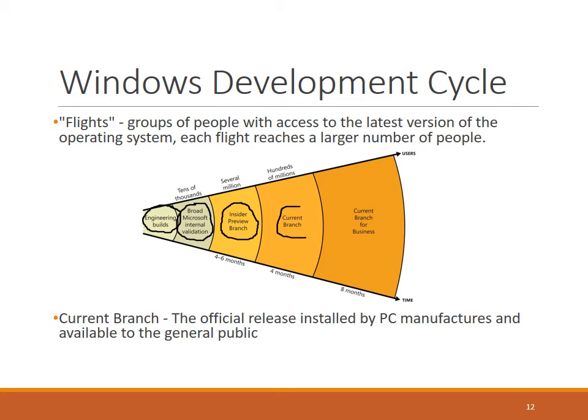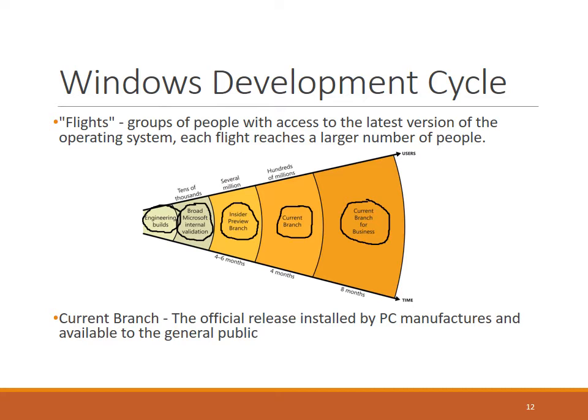So this would be typically home users. So these would be hundreds of millions of people. And this happens about 10 months after the insider preview, about 10 months after the engineers have had a chance to validate. Then finally, it gets pushed off to businesses. So this is the current branch for business. So this gets pushed off to the enterprise, ultimate, professional crowd. And this is done after 8 months of time.